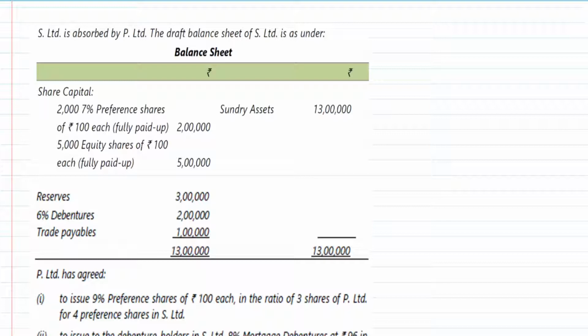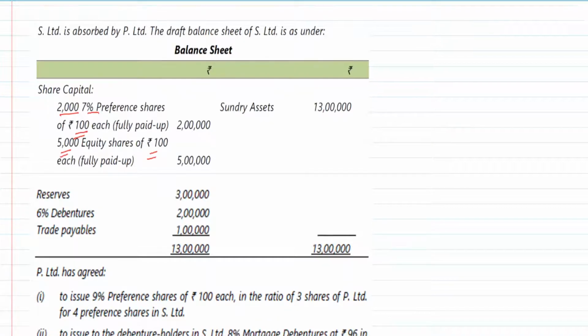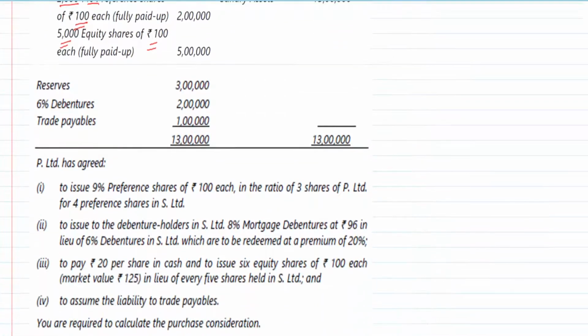S Limited is absorbed by P Limited. The draft balance sheet of S Limited is as under. They have given us the share capital. First, they have given you information about preference shares. They are saying there are 2,000 7% preference shares and the face value is 100. And we have 5,000 equity shares and the face value is rupees 100. And then reserves, debentures, and trade payables. Sundry assets is all that we have on the asset side.